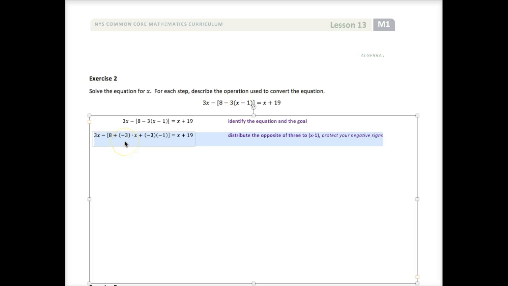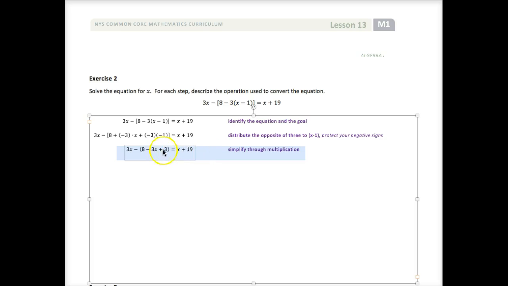Distribute the -3. Notice that I distributed the -3 to the x and the -1. There's my -1, there's my x, -3, and -3. That -3 was the negative attached to the 3, so I protected it. I enclosed it in parentheses. Messy, but it works. Next step.